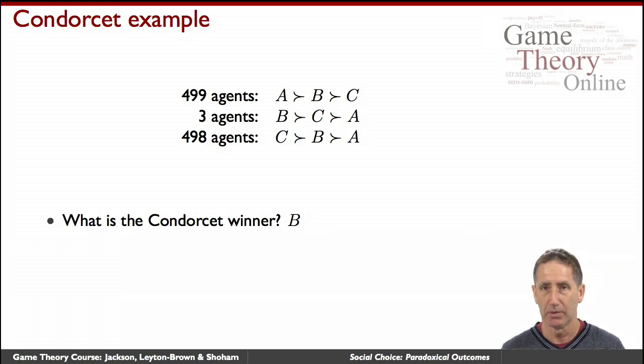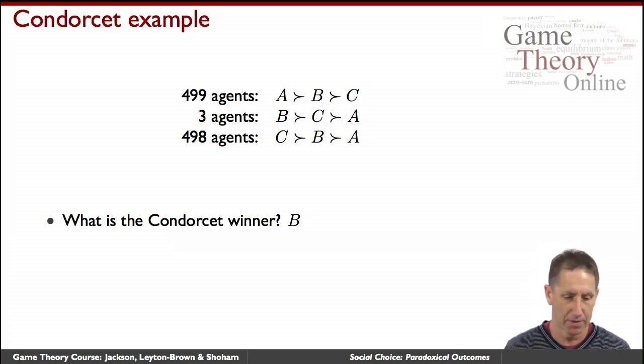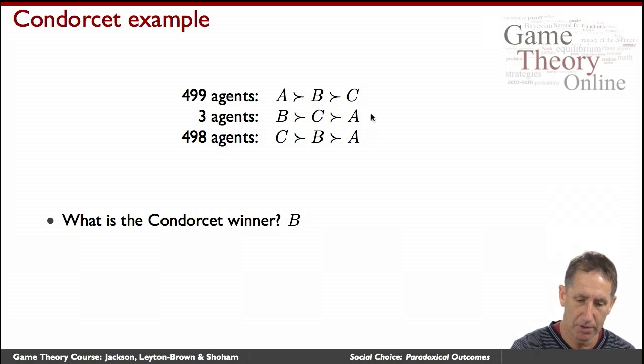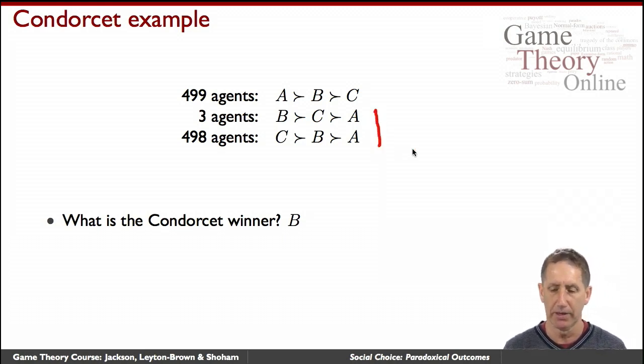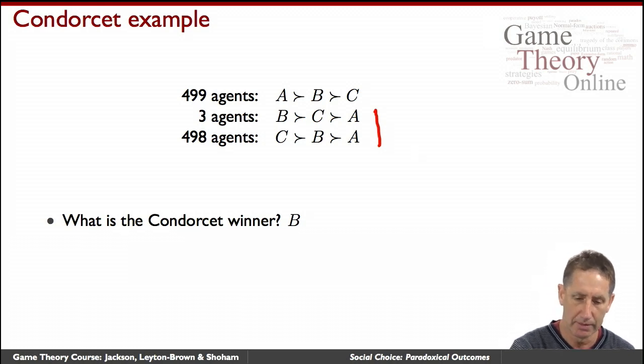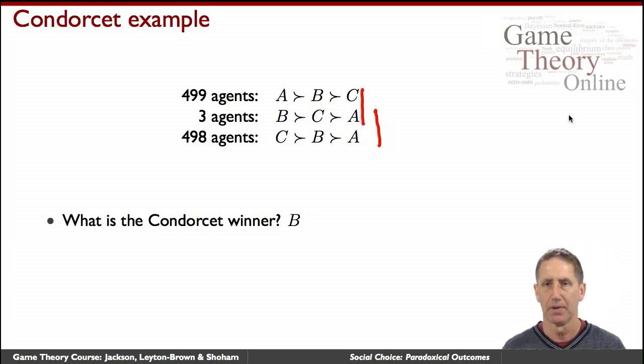And why is that? Let's look at the relative preference of B to A and the relative preference of B to C. We have here that 501 of the agents prefer B to A, and 502 of the agents prefer B to C. So clearly B is the Condorcet winner. Well, so where's the problem?